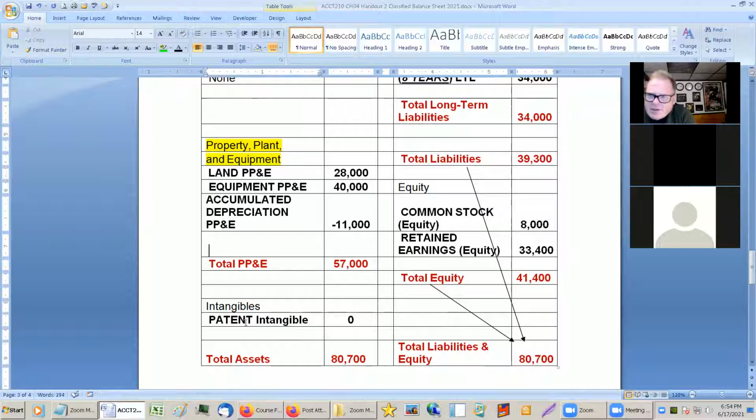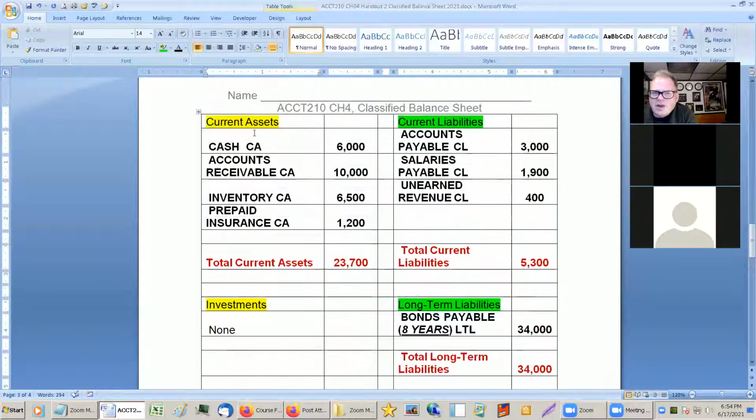It's exactly the same as our other balance sheet. Assets are still assets, liabilities are still liabilities, equity is still equity. There's nothing that has changed. It's just that we put them into more precise categories. And probably the biggest ones are these two.